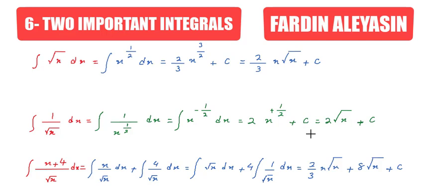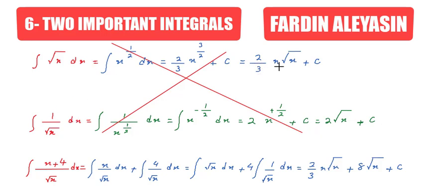What was my goal for making this video? I'm going to say you memorize the final result for both of these integrals. Memorize the final results for both of them. 2/3 x times the square root of x plus c for the first one, and 2 times the square root of x plus c for the second one.